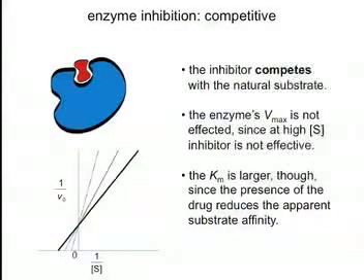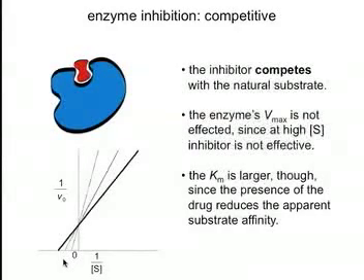First, let's look at competitive inhibition. Again, the inhibitor has some binding characteristics that are similar in some way to the natural substrate, and so it competes with the natural substrate for that active site. If we look at the Lineweaver-Burk plot, what I've drawn here is the kinetics data in the absence of any inhibitor, and then here with a little bit of inhibitor added, and then here with a little more added.